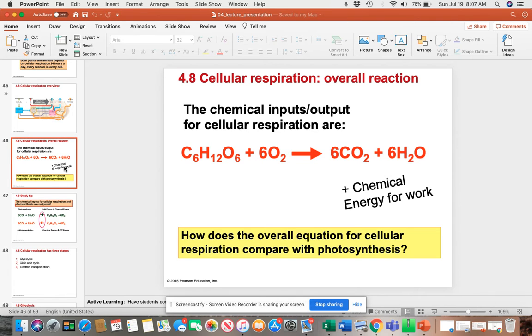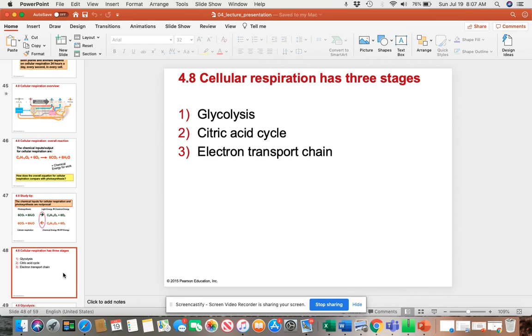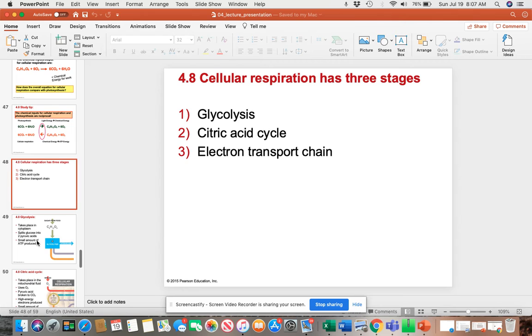So here's a general equation. Glucose in the presence of oxygen, it's an aerobic reaction, to produce carbon dioxide, water, and ATP. So the three stages: glycolysis, citric acid cycle, and the electron transport chain. At each of these, ATPs are produced.